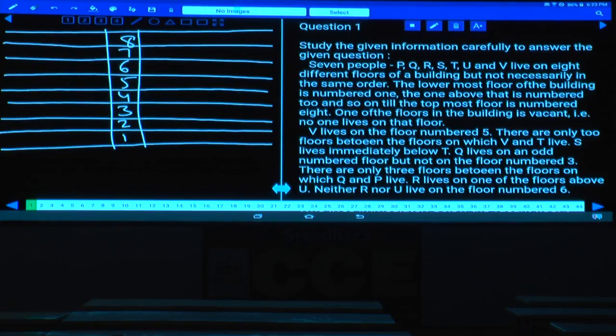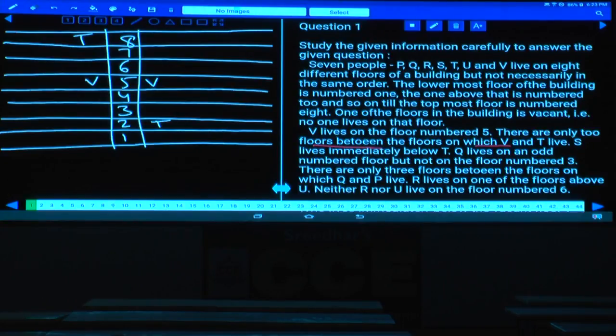Next one, V lives on floor number 5. This is the information we have. And there are only 2 floors between the floors on which V and T live. Between V and T, how many are there? There are 2 floors. That is one possibility, and the second possibility is T can be on the 8th floor. T can be either on the 2nd or on the 8th floor.